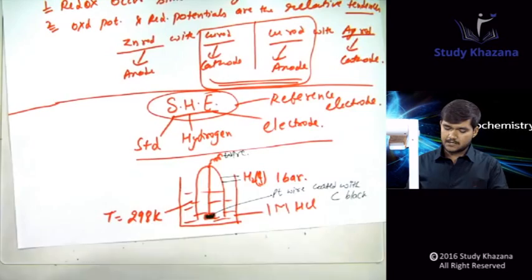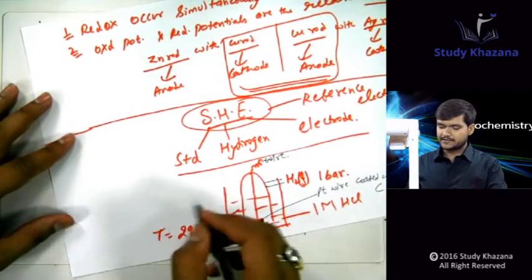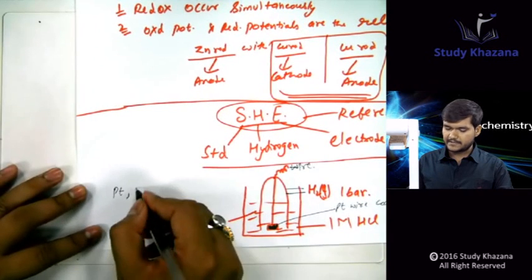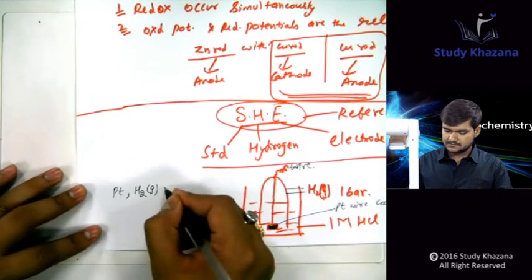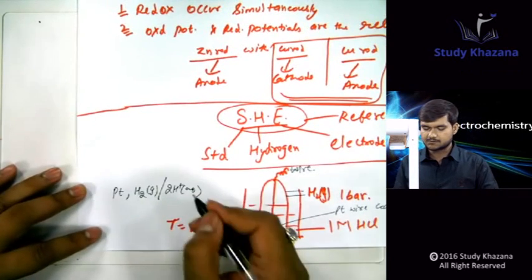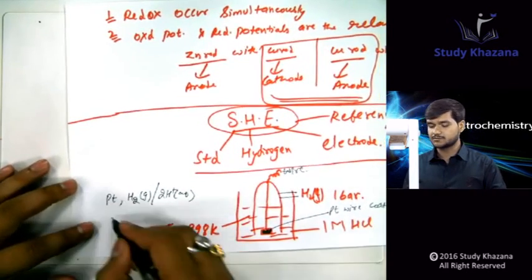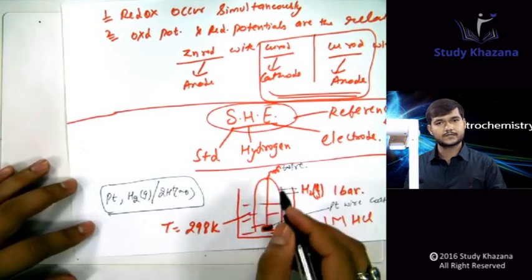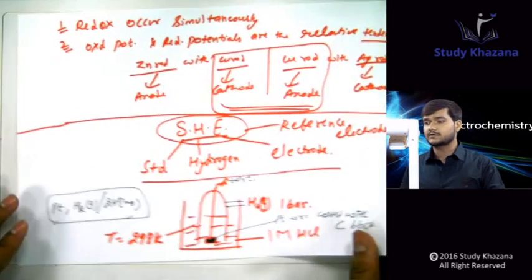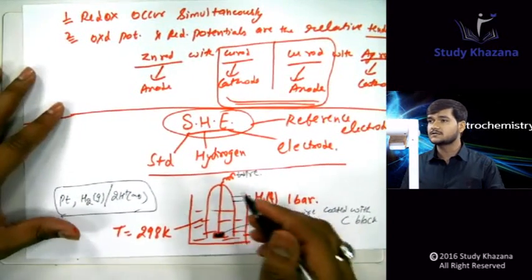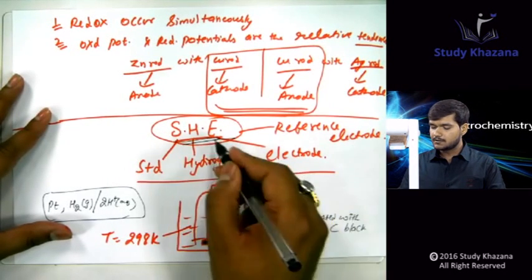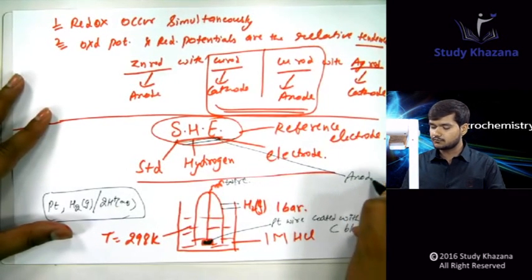Okay. Now how can we represent this? We represent the hydrogen electrode like Pt, H2 gas, 2H plus ions, 1 molar. Okay, so this is how we represent the standard hydrogen electrode. Now this standard hydrogen electrode can work both as anode as well as cathode.